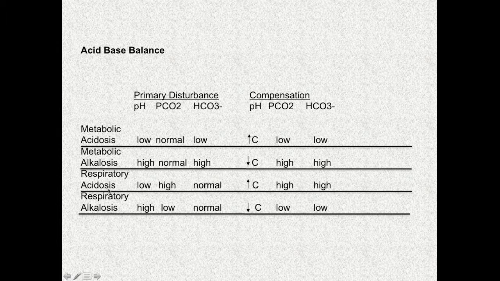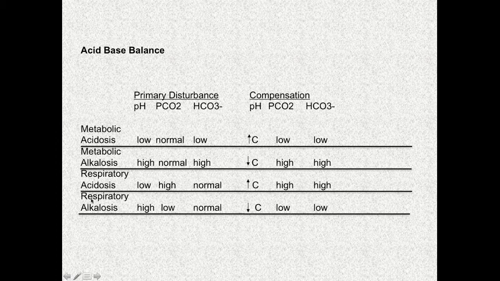So respiratory acidosis, pH is low. PCO2 at the start is high, producing more acid, causing the acidosis. HCO3 at the start is normal. When the compensation kicks in, the compensation tries to bring the pH up, to increase the pH. The PCO2 is still high because it's causing the problem. And now with the compensation, HCO3 has increased, right? HCO3 is a base. It's opposite the disturbance, so it is compensating for it.